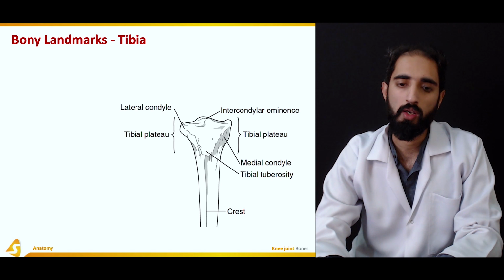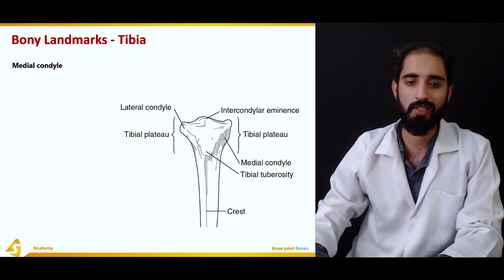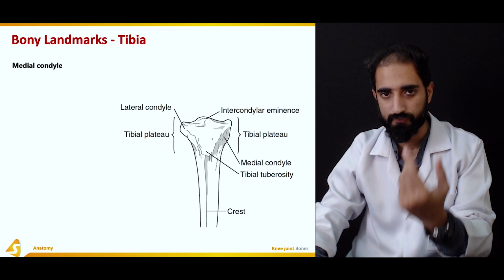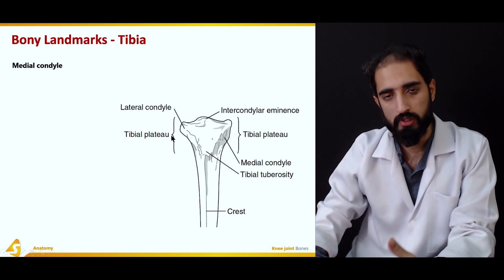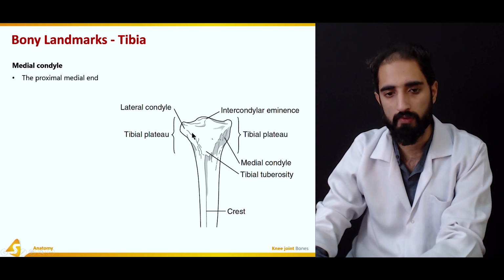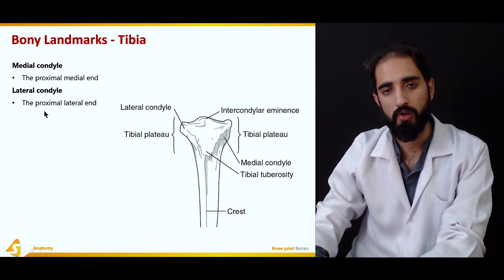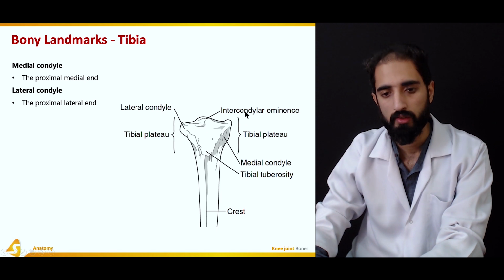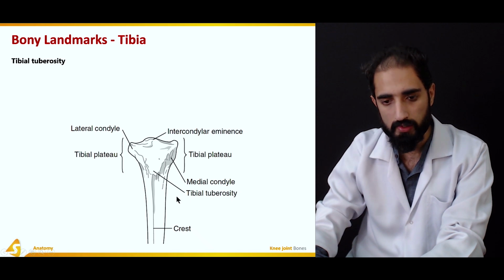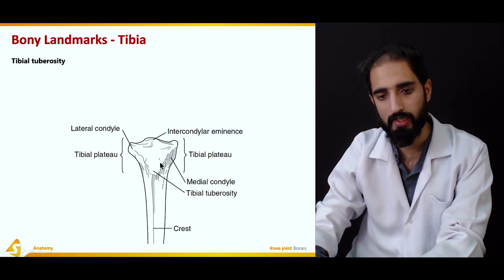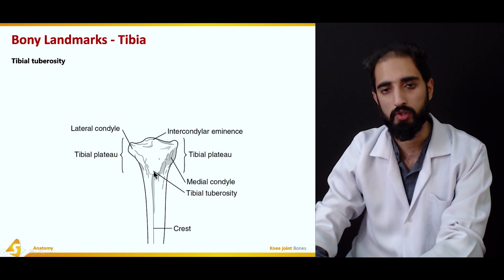So moving on, we also have the medial condyle, which is just like the medial condyle of the femur. We have the medial condyle of the tibia located on the proximal medial aspect, and we have the lateral condyle on the proximal lateral aspect of the tibia. Moving on, we also have the tibial tuberosity. This is the structure here. This is the tibial tuberosity, and this is where the patellar tendon, which attaches the inferior aspect of the patella, attaches on the tibial tuberosity.